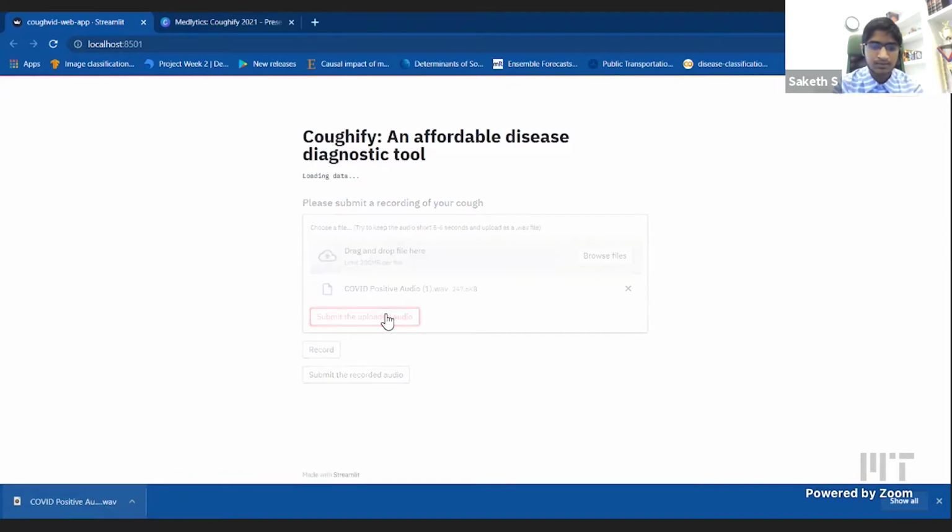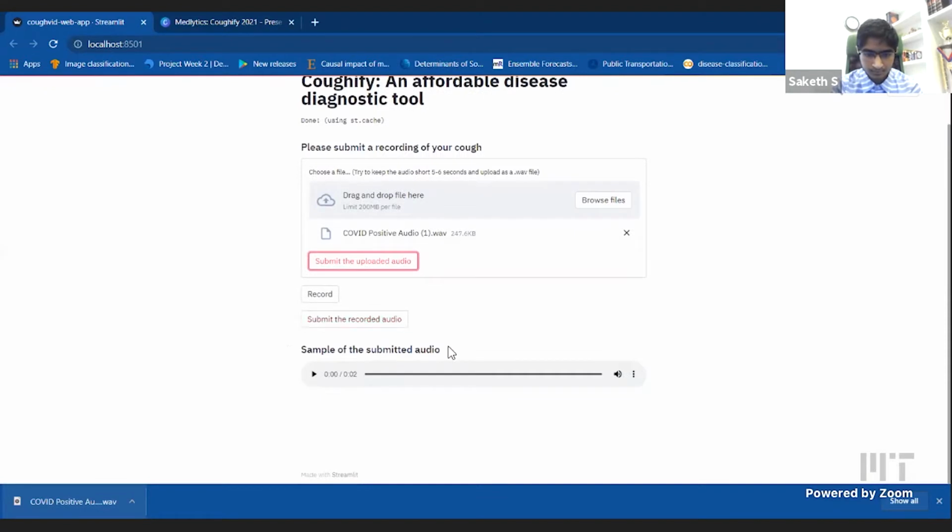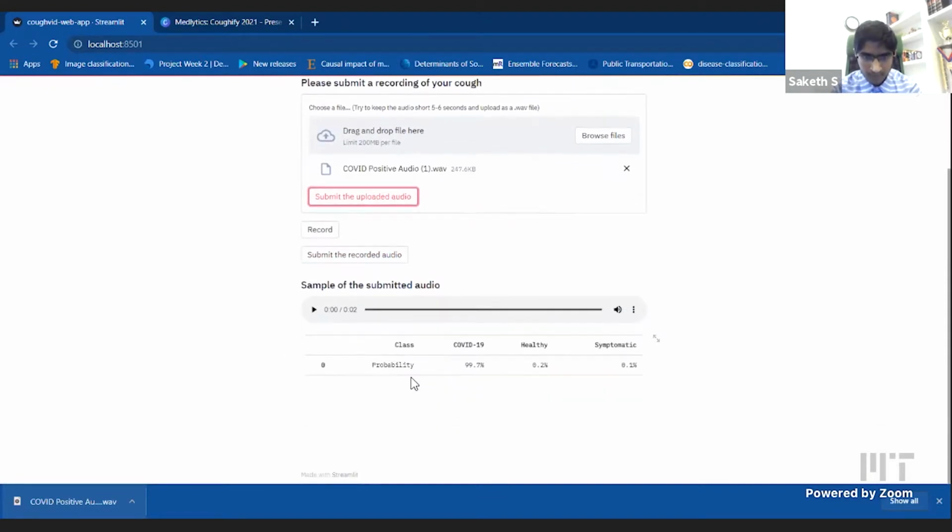And once we submit, the model predicts from that file. And it outputs the probability for each class. So as you can see here, the probability of it being COVID-19 is 99.7%, which is pretty high, and it's pretty confident that it's COVID-19. So it shows that our model is performing pretty well.